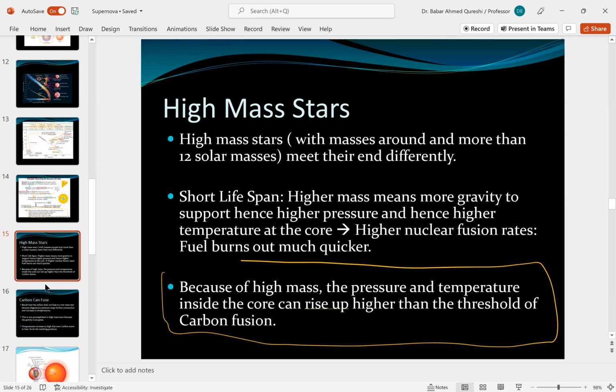Because they have so much mass that the degeneracy pressure is not able to stop the crush of gravity, and the internal heating, because of the crushing of gravity, goes to very, very high temperature, and you can cross the temperature required for the burning of carbon, which is about 500 million Kelvin. So you can cross that.